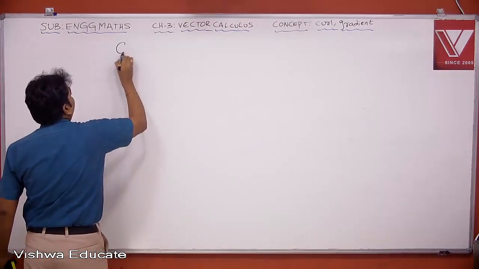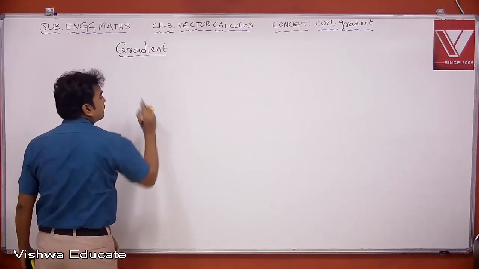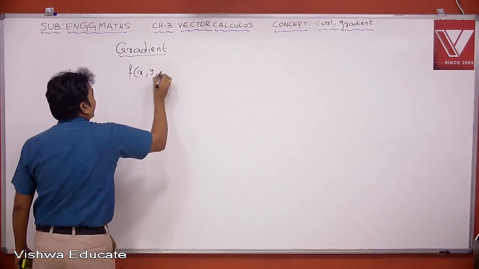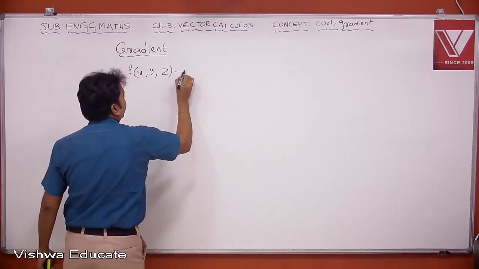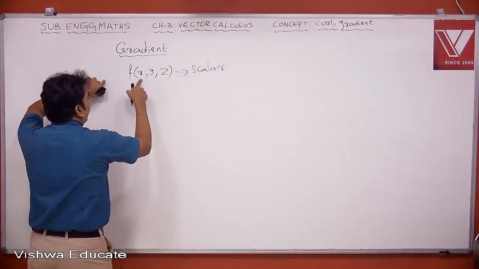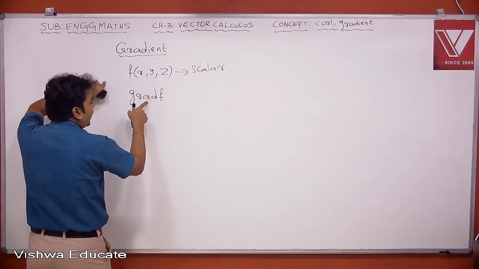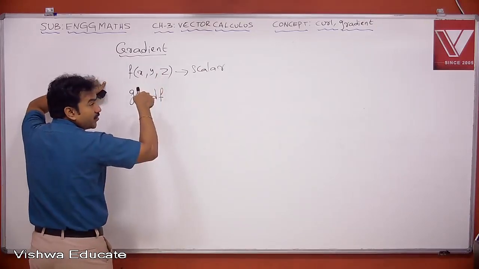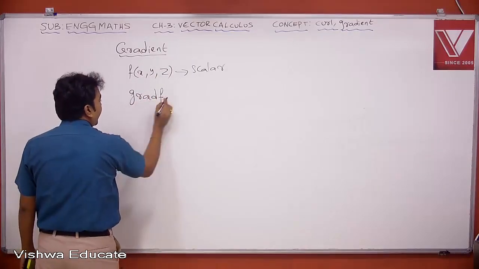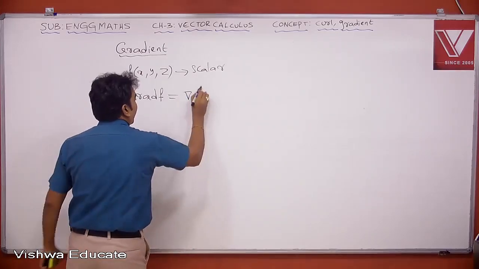Next we discuss the definition of gradient. Suppose we have a scalar f in three variables x, y, z. Now this is a scalar expression, a scalar quantity. The gradient of this scalar is denoted by grad f. So gradients can be evaluated only for scalars. It is given by del f.